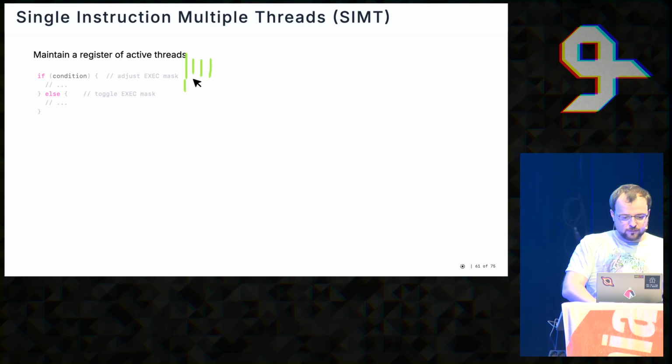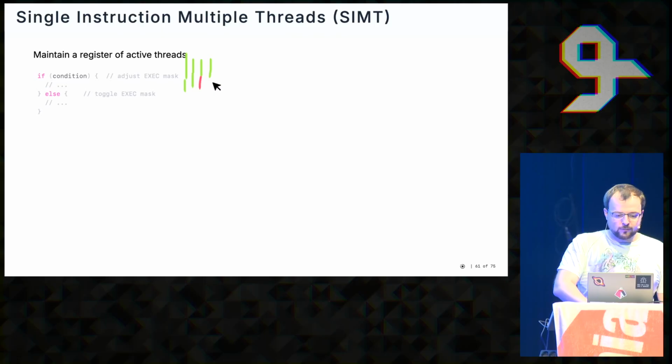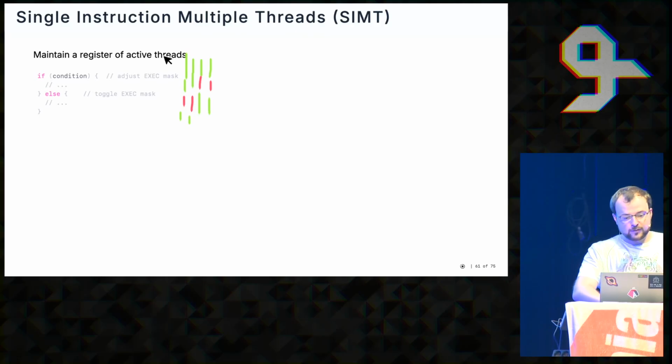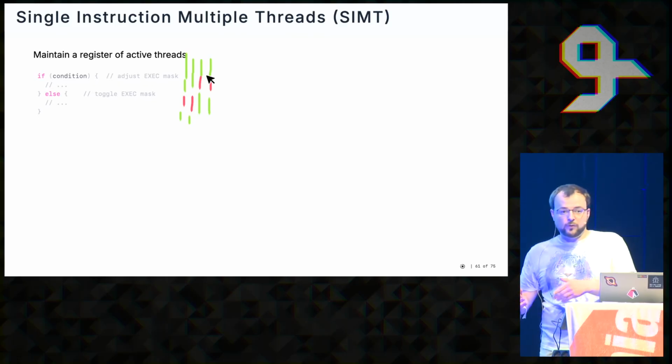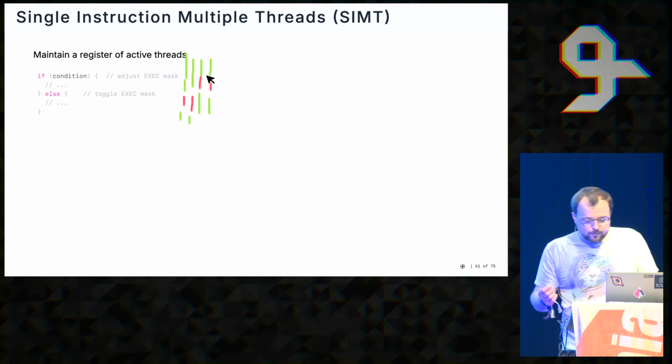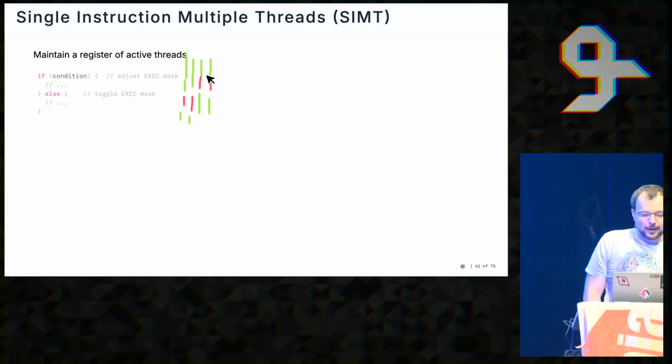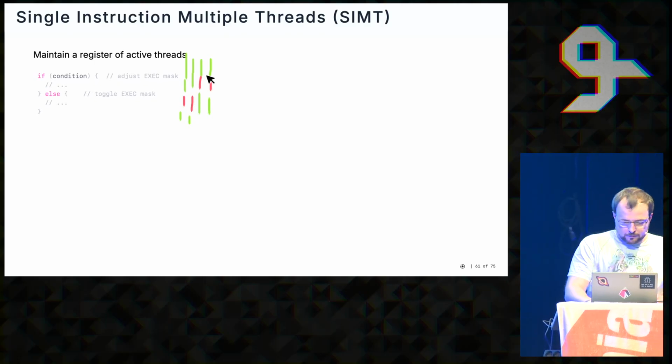So the true-holding threads will continue running the branch, while the red ones are just idle for that moment. And if you then switch to the else, you swap it, and when you exit the conditional, you turn everything on again. That way you don't lose all of the work you did in front, but you still have to execute both conditions. There were a few workarounds to it in the old days, so to speak, but essentially this makes things much easier.